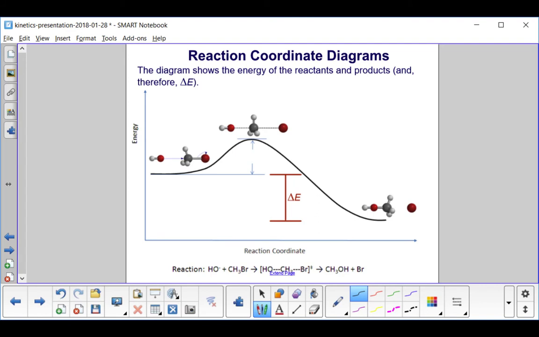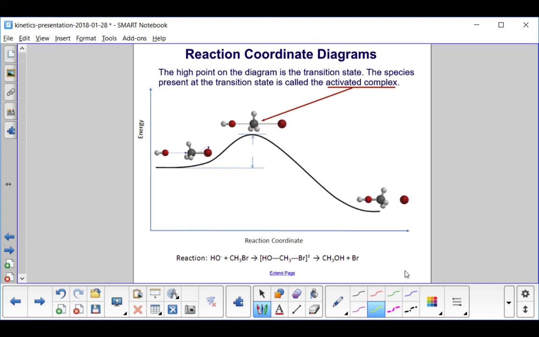So at the beginning, this is the energy of the reactants. At the end, this is the energy of the products. And so you can see by this red line here, the change in energy for the reaction is shown on the reaction coordinate diagram. The highest point on the diagram is the transition state.